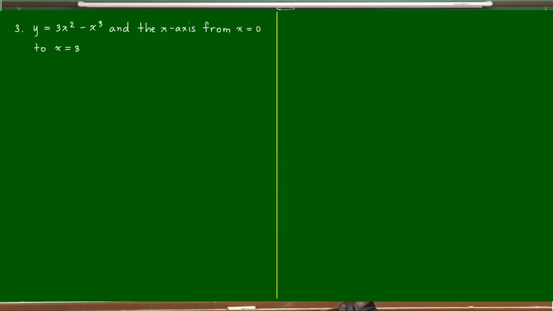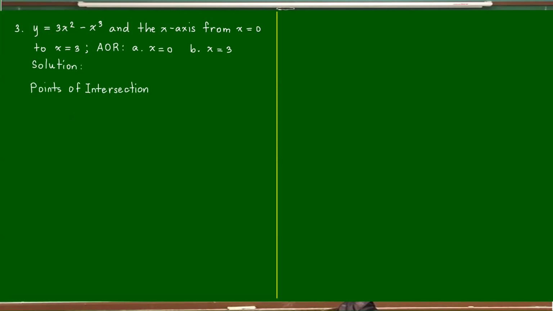What about if the region to be revolved is bounded by the following curves? Y equals 3x squared minus x cubed, and the x-axis from x equals 0 to x equals 3. Axis of revolution, that is x equals 0. So we have x equals 3 here for the second one.